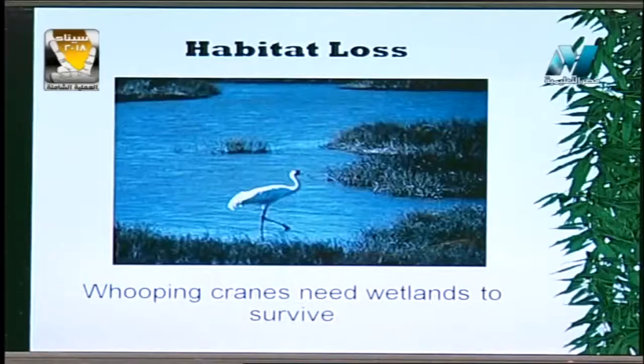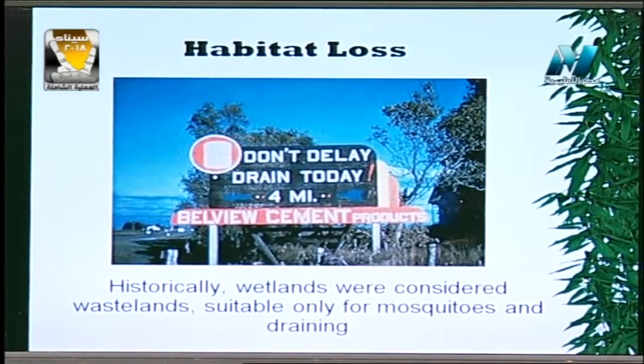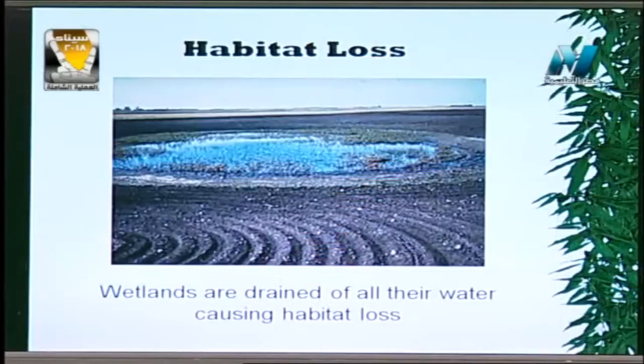The whooping crane, a kind of bird, needs wetlands to survive. But these wetlands are no more available for them to survive. Historically the wetlands were considered wastelands, suitable only for mosquitoes, and people threw any waste in them. So of course this made it a habitat loss. Wetlands are drained of all their water, causing habitat loss. So people started draining these wetlands of water.